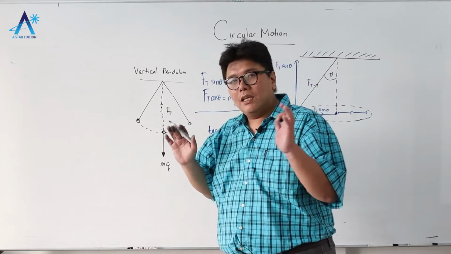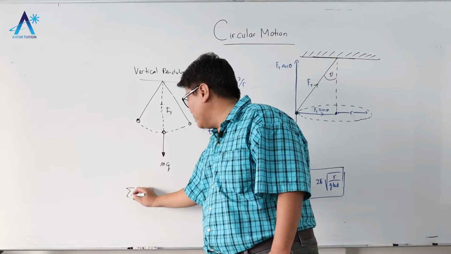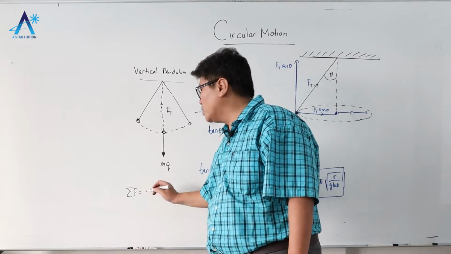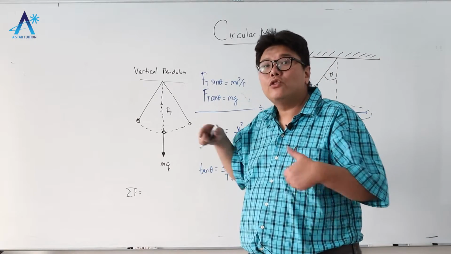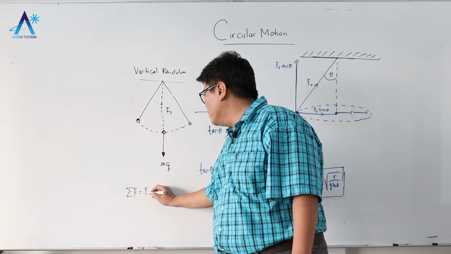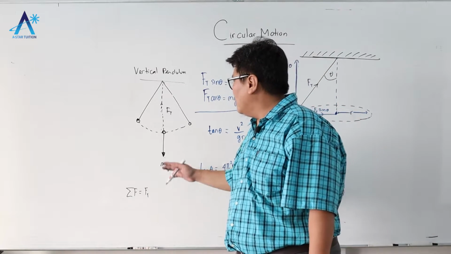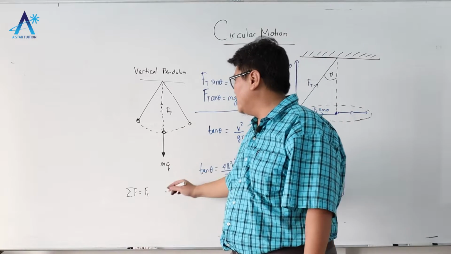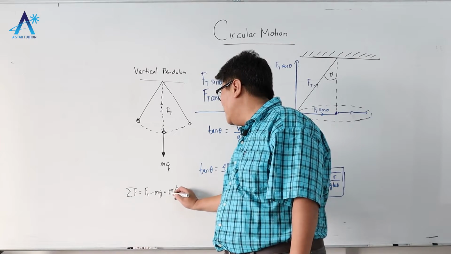So in this case, if you have two radial forces, the way you write sigma F is you always use a positive sign for the force that is directed into the center of the circle. So in this case Ft, and you use a minus or negative sign for the force that is directed away from the center of the circle, which is mg. So this would be mv square over r.